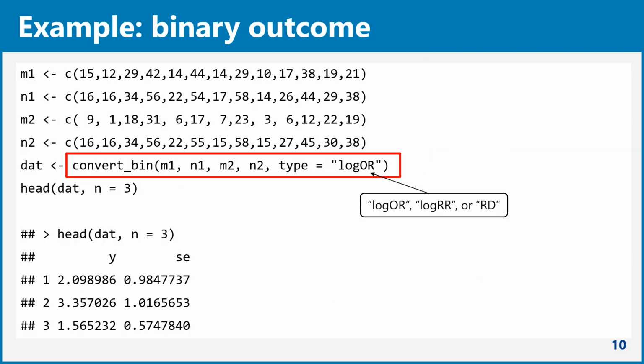Now, I'd like to show you an example of binary outcomes. The pimeta package can handle random effects meta-analysis with binary outcomes. The convert bin function converts binary outcome data to effect size estimates and their standard errors vector. This function has an argument type that is a character indicating an outcome measure. Log odds ratio, log risk ratio, or risk difference can be specified. Finally, input data m1, n1, m2, n2, which are integer vectors, are converted to effect size estimates and their standard errors.